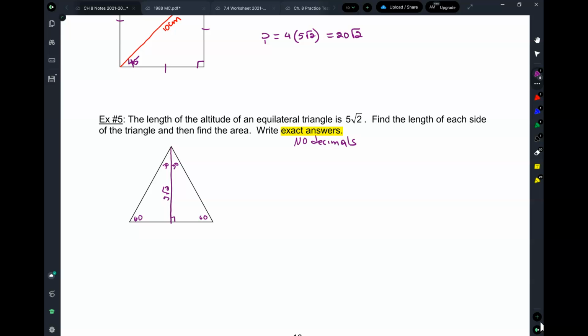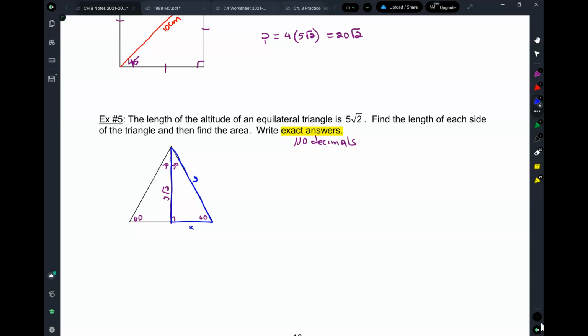Now, what do we need to find? We need to find the length of each side. So I'm just going to pick this triangle to the right. Now, I'm going to call this side x and this side y, and then the vertical one is 5 root 2. So between these three sides, which one is the long leg? 5 root 2. Which one is the hypotenuse? So the short leg is x.